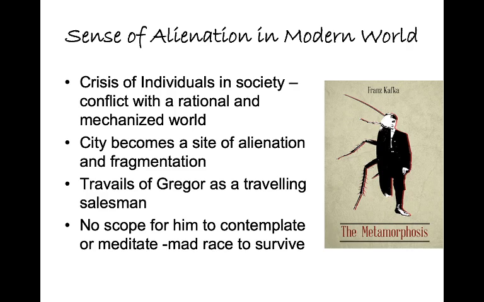These nightmarish visions of individuals lost in bureaucracy and mechanization are also represented in Metamorphosis, as you see the travails of Gregor as a traveling salesman. So, no scope is given for the dwellers of the system. As you see in Gregor, there is no scope for him to even contemplate or meditate. There is only a mad race to survive and keep the system running.